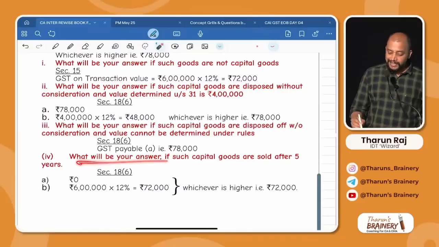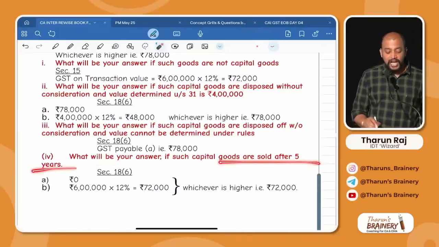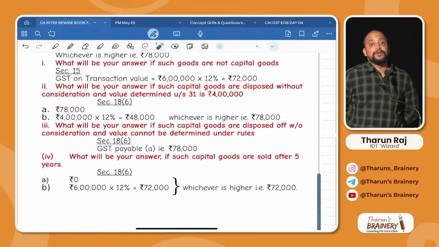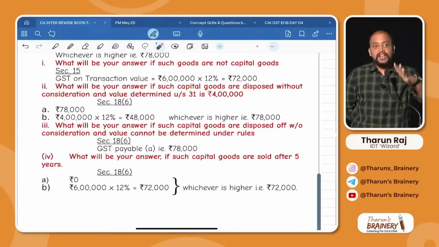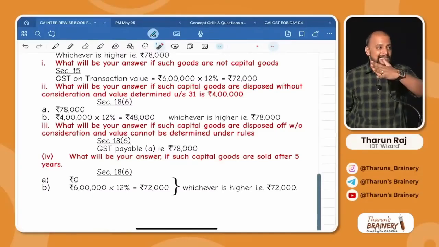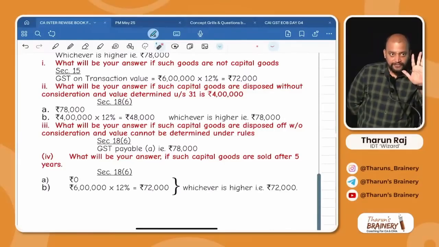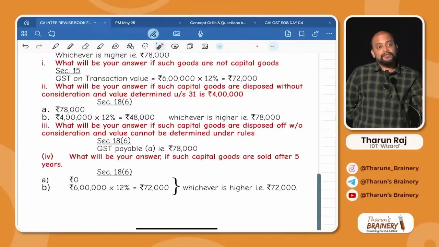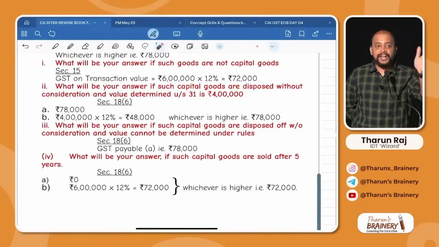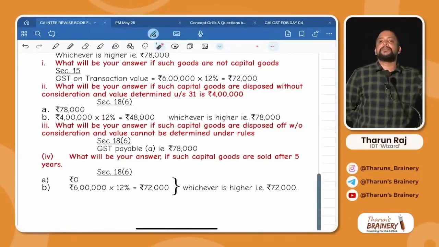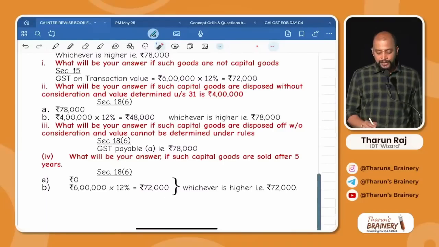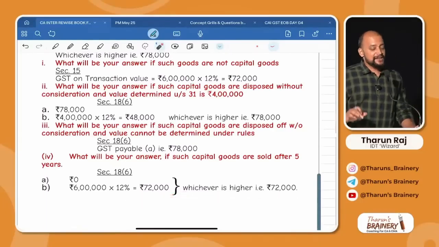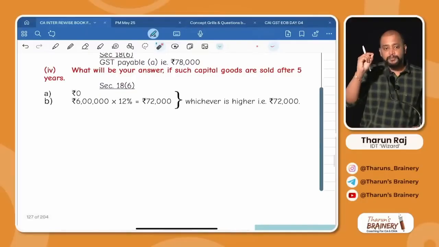What will be your answer if such capital goods are sold after 5 years? Then what will happen? A will become 0. How will A become 0? 5 years means fully depreciated. 5% for 1 quarter, 1 year means 20%, 20 into 5, 100%. So fully depreciated, so A will become 0. And B will be GST on sale value, that is 6 lakhs into 12%, 72,000. Whichever is higher will be 72,000.